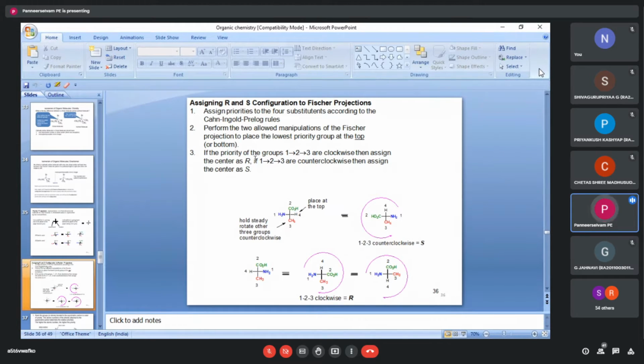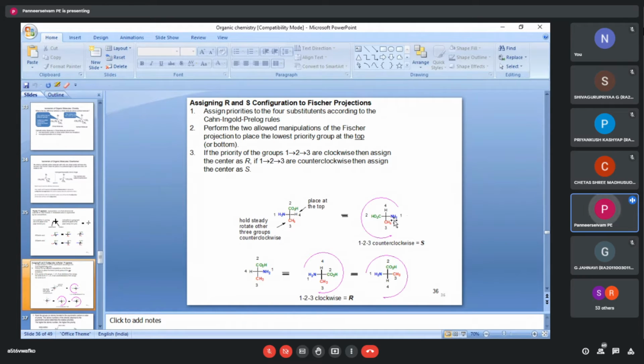If the priority of groups 1, 2, 3 is clockwise, then we assign the center as R. If 1, 2, 3 is counterclockwise, this means the S configuration. You see here, this is for the lowest priority placed at the top. Here methyl is at the bottom. After writing, you see here amine, methyl, acid, hydrogen.